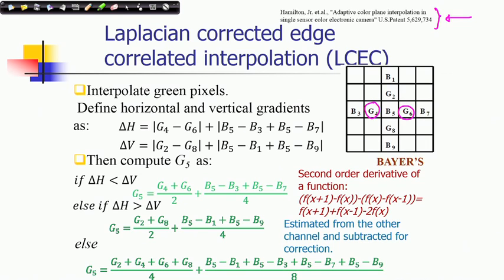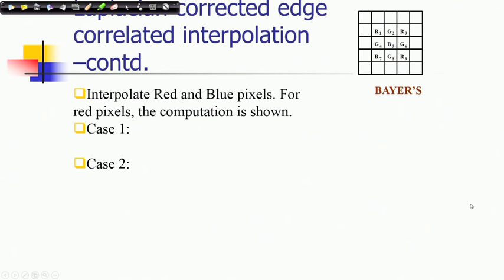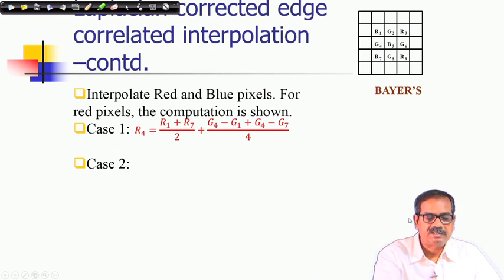This is how the green pixel is estimated and interpolated, and the blue and red pixels are interpolated in the same fashion. Already you have green pixels. Since you have green values at every location, your cross channel estimation of the Laplacian should be through green only. So, now we have once again the condition of interpolation of the red pixel.